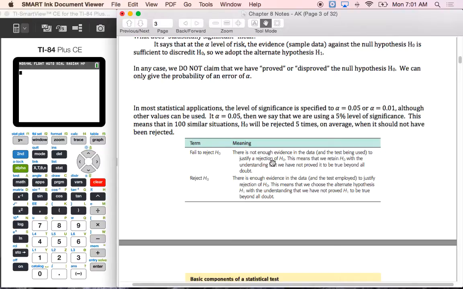You will have to write a sentence at the end of every single one of these explaining what you find. It's pretty much going to be the exact same sentence no matter which way, either fail to reject or reject. One will be statistically significant, one will not be. So you're doing the same thing, but you're just going to add a not or no to your sentence.